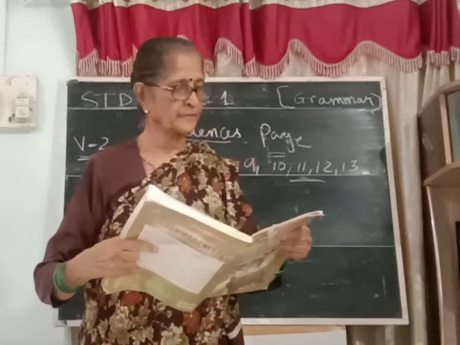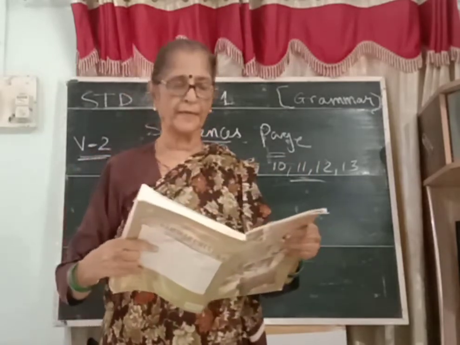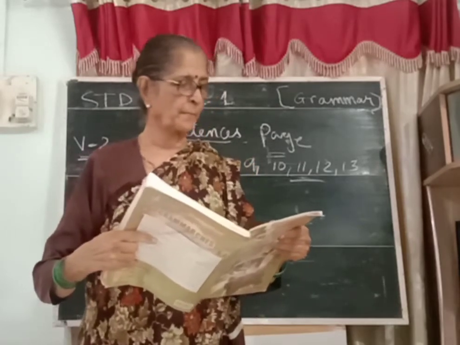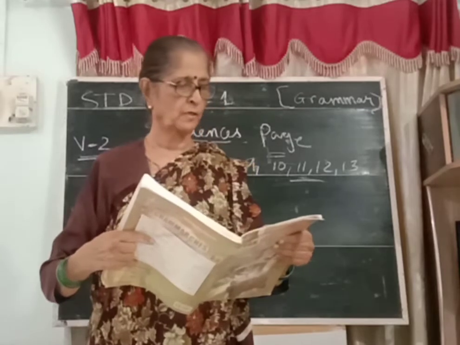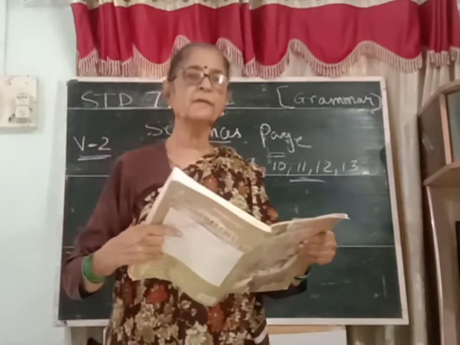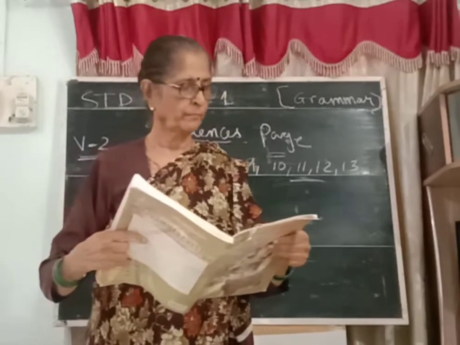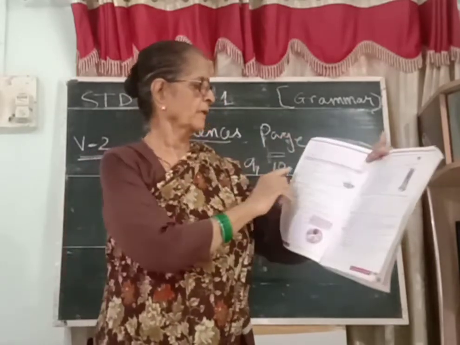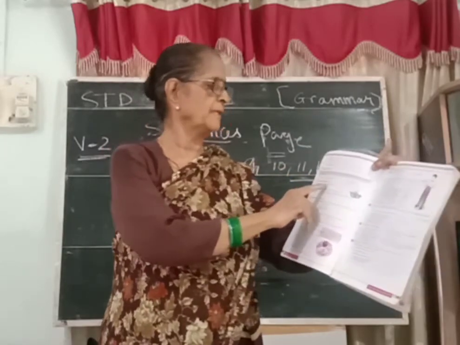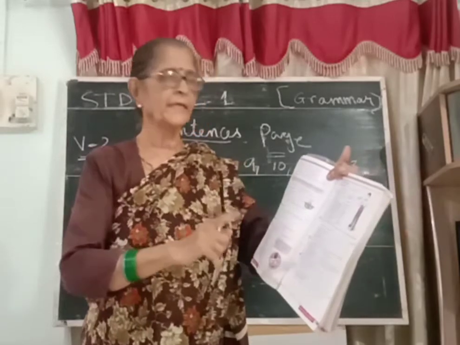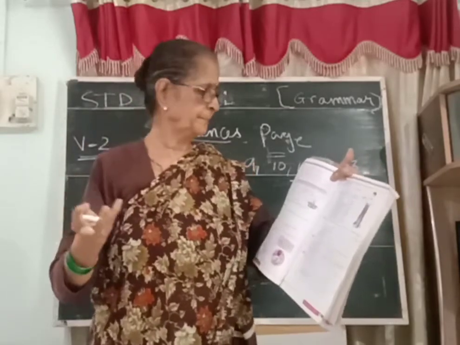See, exclamatory sentences help us to communicate strong feelings or surprise, admiration, appreciation, wonder and shock. What a beautiful baby he is. How wonderful the painting is. The structure of an exclamatory sentence: an exclamatory sentence begins with what or how. It is followed by an exclamation mark.